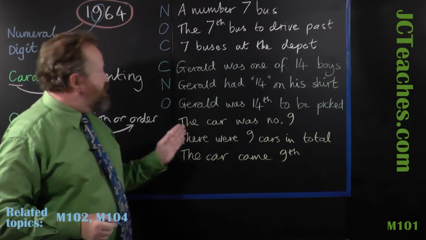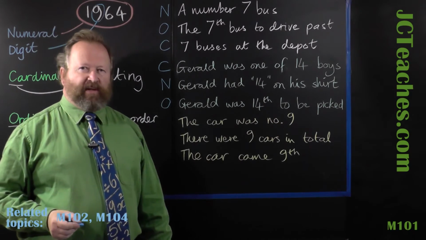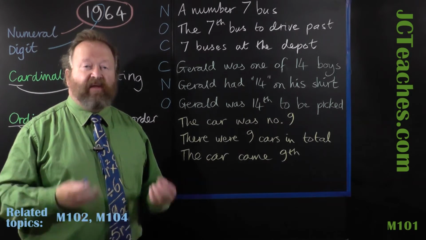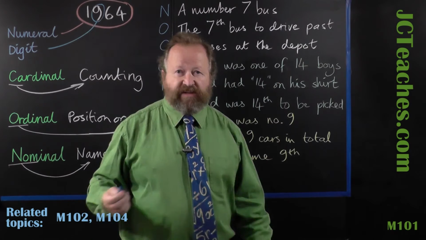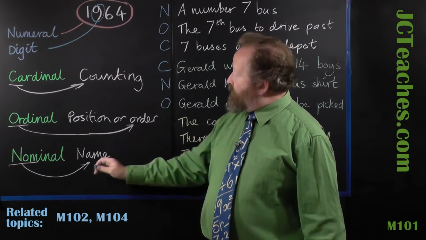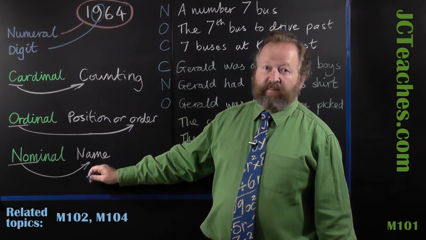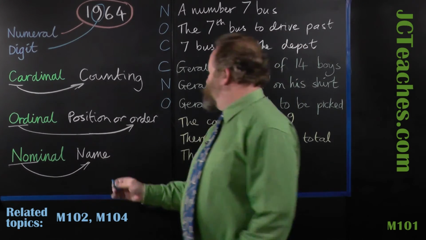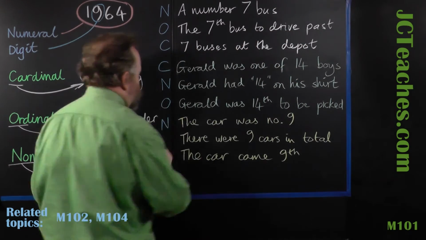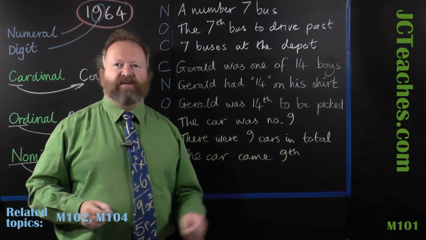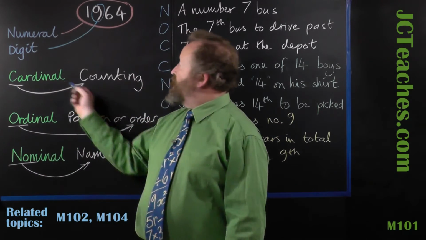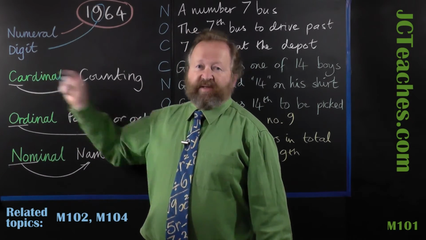Last 3. The car was number 9. Had a big number 9 painted on it. Therefore, that number 9 is to identify the car. It's simply a nominal number, a name in effect for that car. So that is nominal for that one. There were 9 cars in total. Okay, somebody's counted the cars. They found that there were 9 of them. That's a cardinal number.